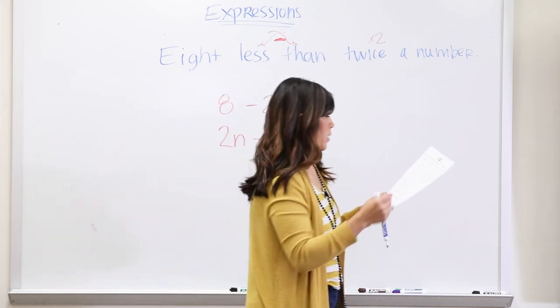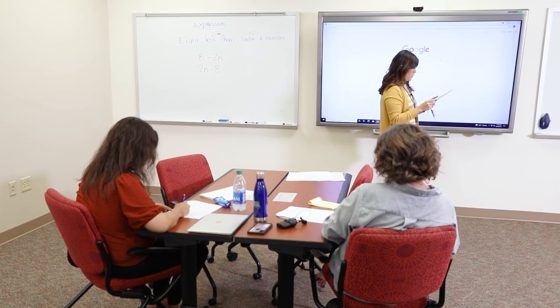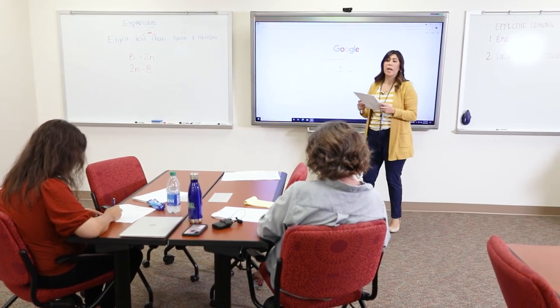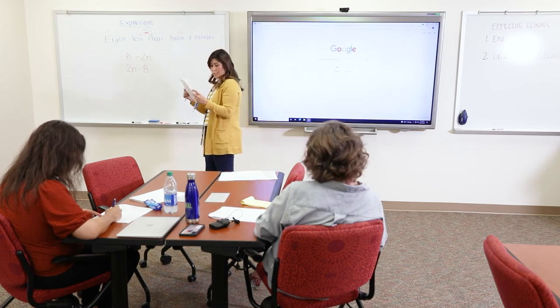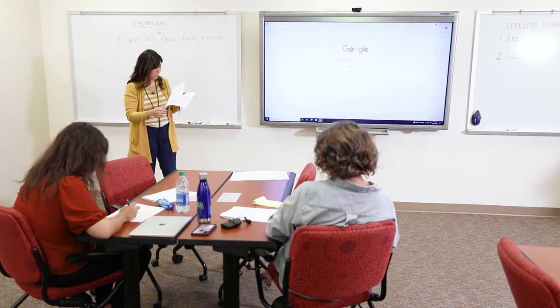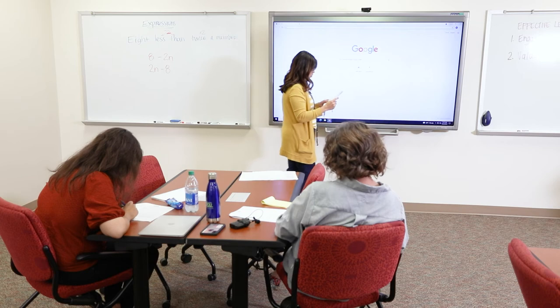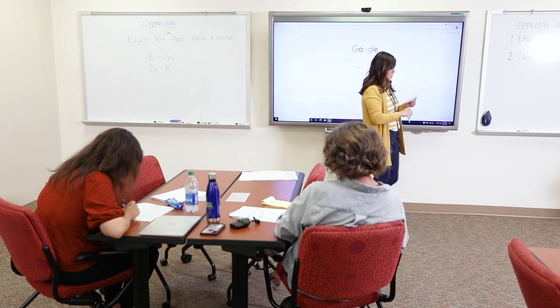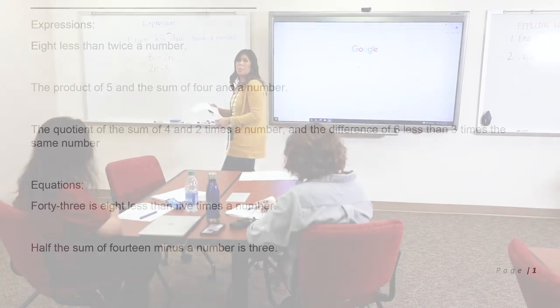We won't do all these because I want to hit a really hard word problem, one hard word problem and one hard geometry problem that you would see. So we'll do one more teensy easy one. I know, Michelle, when we went over this, she said those are easy. Yeah, those are easy. So look at the third one: the quotient of the sum of 4 and 2 times a number and the difference of 6 less than 3 times the same number. Oh my goodness. Don't read it like that. Break it down.